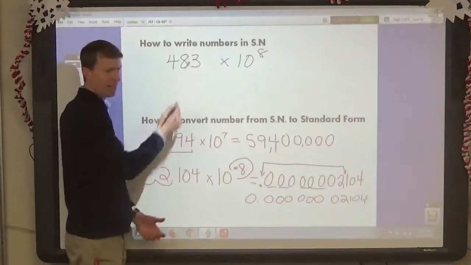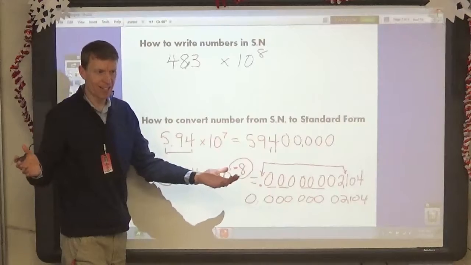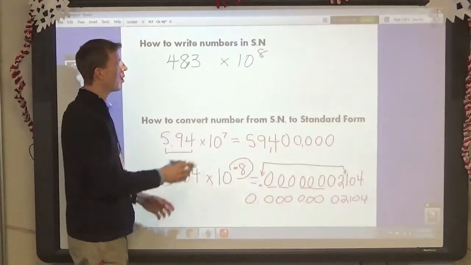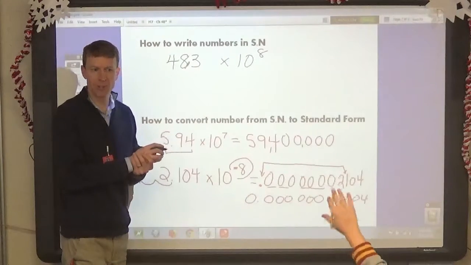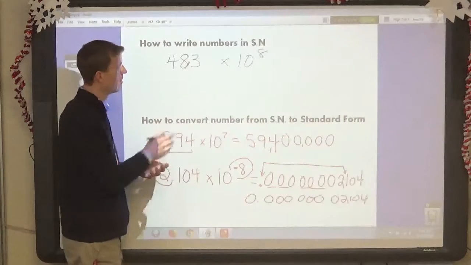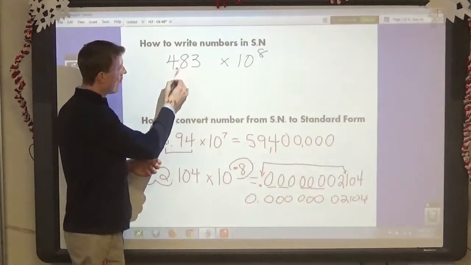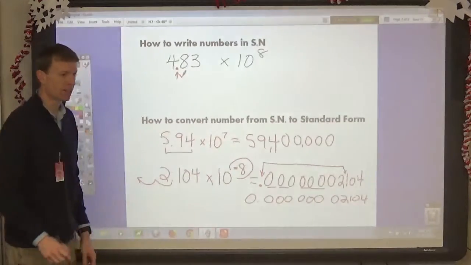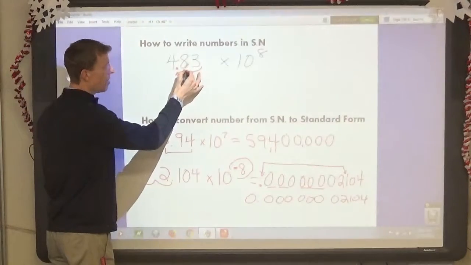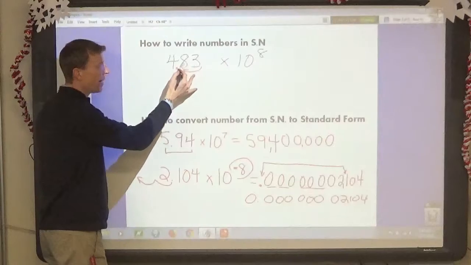So 483, is that between 1 and 10? No. 483, is that a number between 1 and 10? No. Where would we have to put the decimal point in order to make it between 1 and 10? After the 4 and before the 8. Yeah, we'd have to put it after the first digit. Which would have to mean we'd have to move it 2 places from 483 to 4.83.